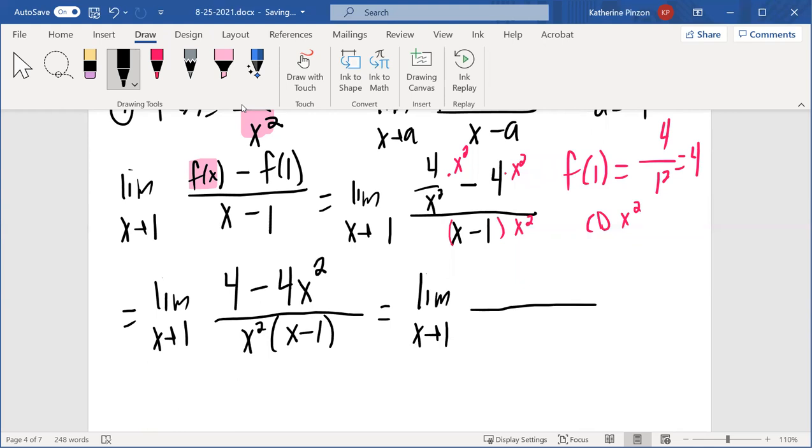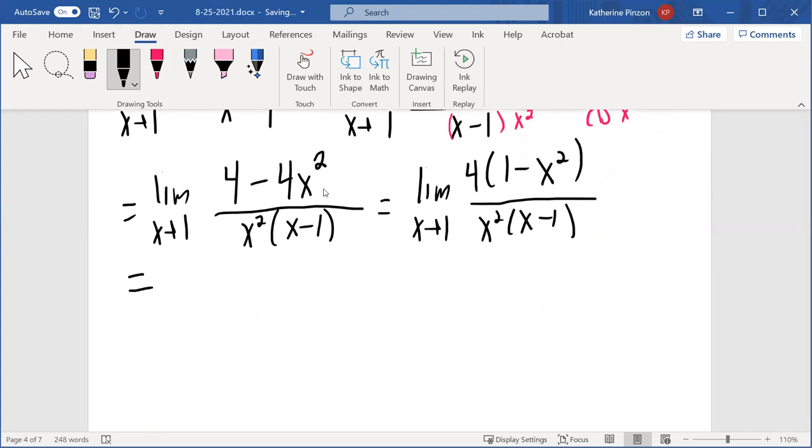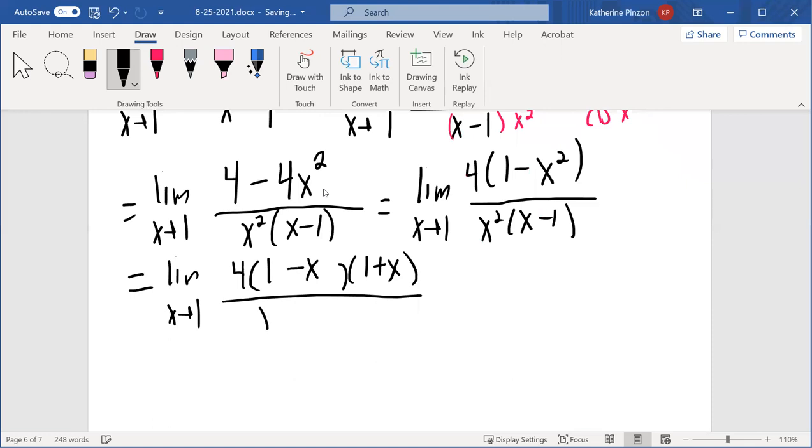This x minus 1 hasn't gone away yet, right? If that x minus 1 hasn't gone away yet, you're going to have to do some simplifying up here in the numerator. So what are you going to do? Take out a 4. Okay, that's a good start. 4 times 1 minus x squared. I'm doing well. I know. It's okay. It's going to be great. I can factor that guy into 1 minus x, 1 plus x. He's a difference of squares.